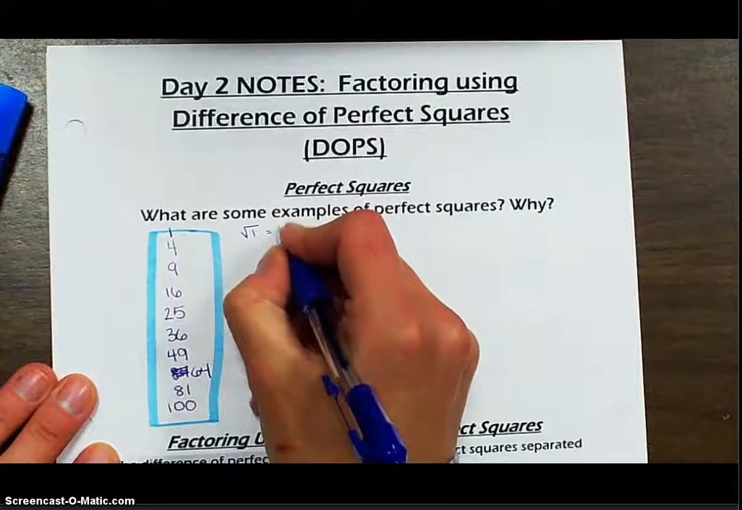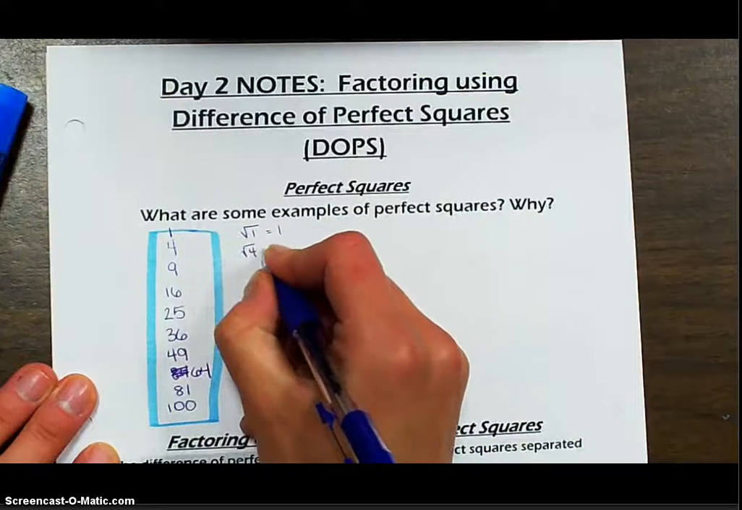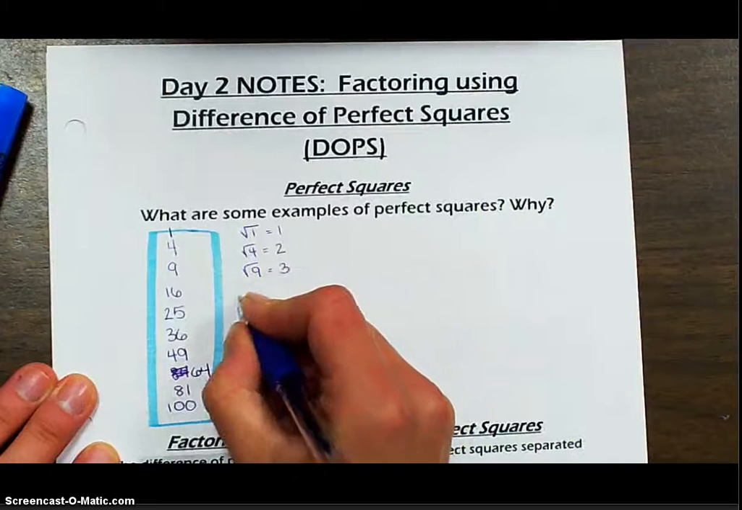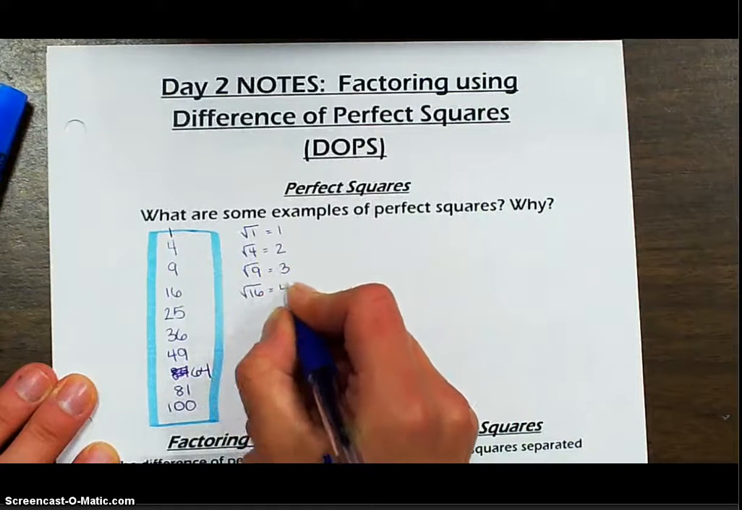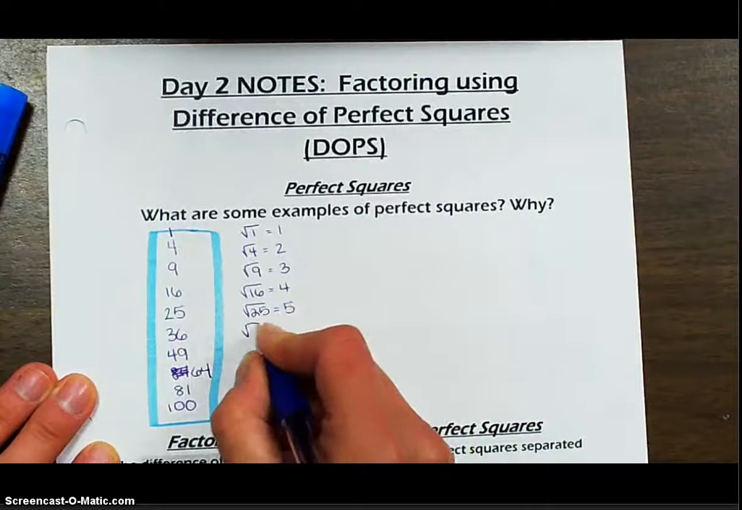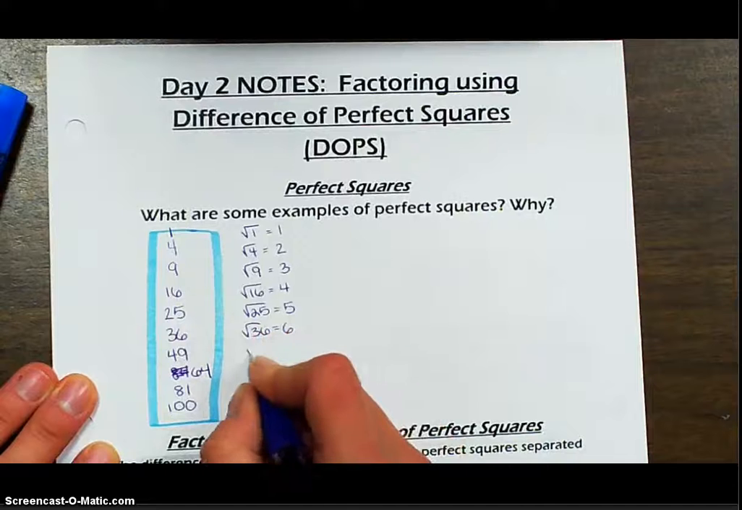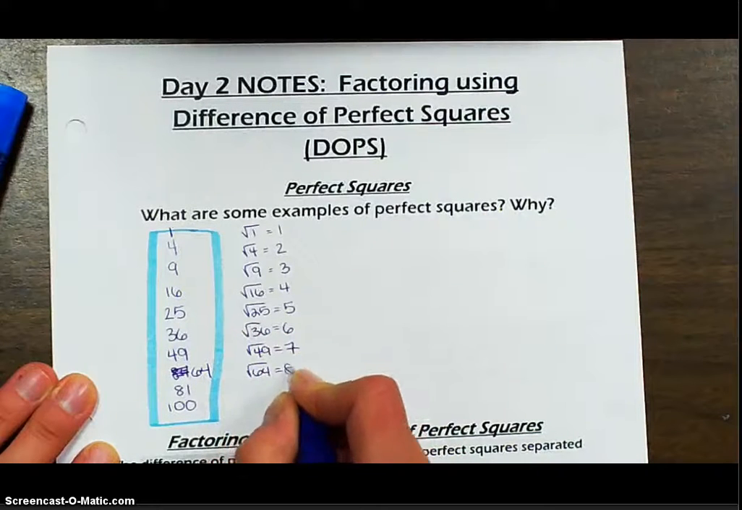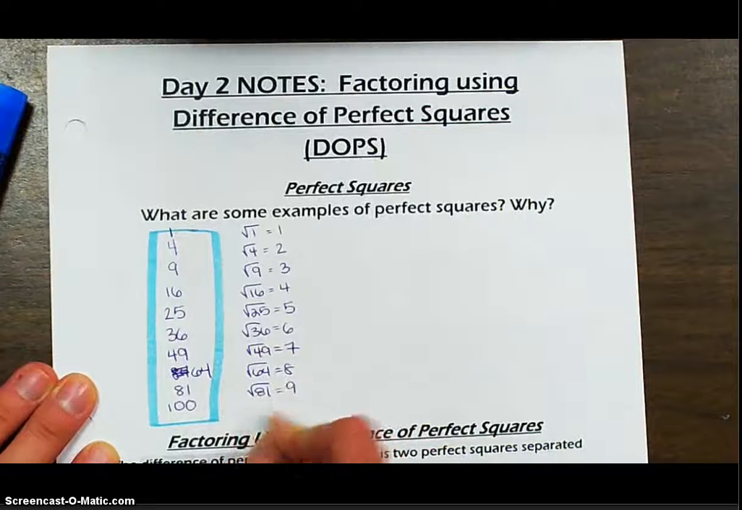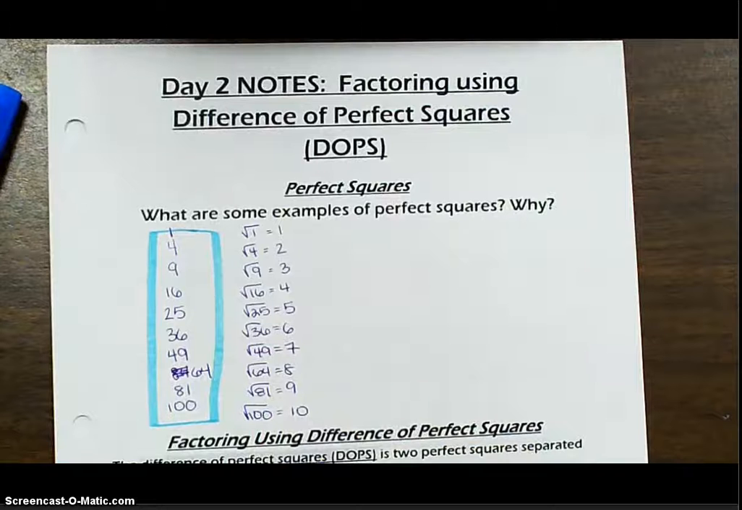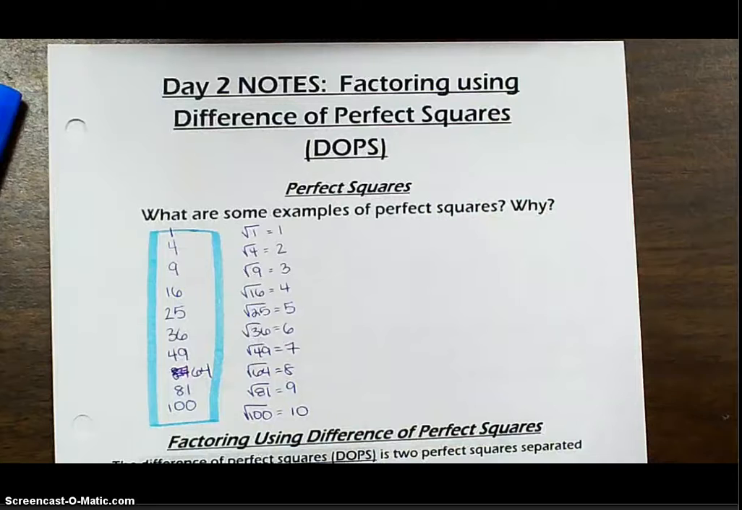The square root of 1 is 1. The square root of 4 is 2. The square root of 9 is 3. The square root of 16 is 4. The square root of 25 is 5. The square root of 36 is 6. The square root of 49 is 7. The square root of 64, 8. The square root of 81 is 9. And the square root of 100 is 10. All right, so that is why they are perfect squares, because you can take the square root of them and it gives you a perfect number.